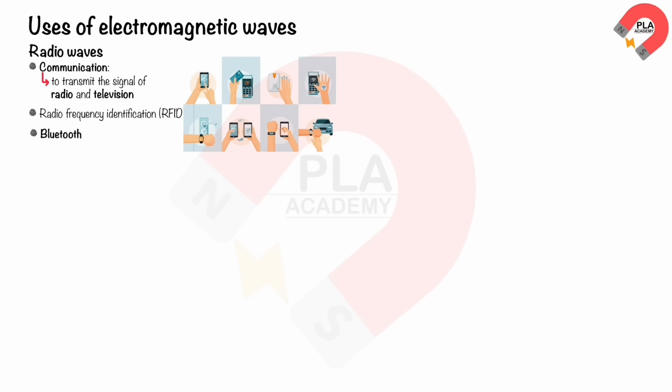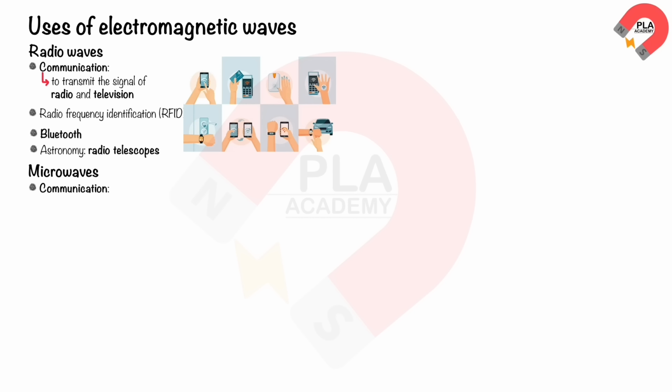Bluetooth is used to communicate between two Bluetooth-compatible devices. Astronomy. Radio telescopes are used to observe the naturally occurring radio waves that come from stars, planets, galaxies, and other astronomical objects.